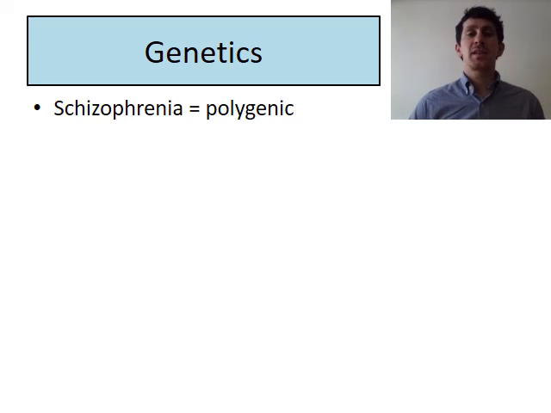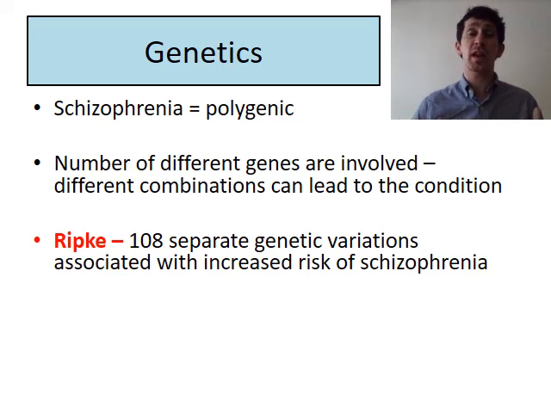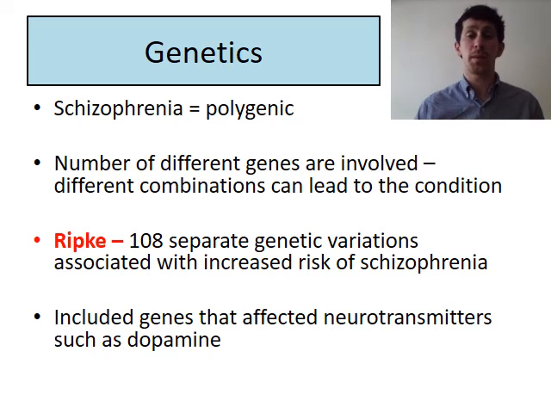Some researchers suggest that schizophrenia is polygenic. You should remember this word from last year when we looked at OCD. It means that a number of different genes are involved, and different combinations of genes work together to potentially develop schizophrenia. Ripley suggested that there are 108 separate genetic variations linked to an increased risk of schizophrenia. That means there are 108 different combinations of genes that can work together to bring about the disorder, and this includes genes that affect neurotransmitters such as dopamine. This leads us onto the dopamine hypothesis.